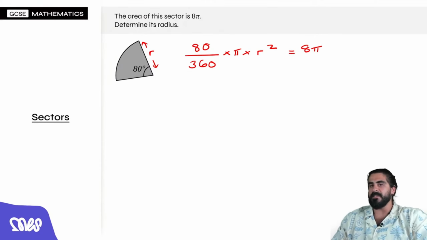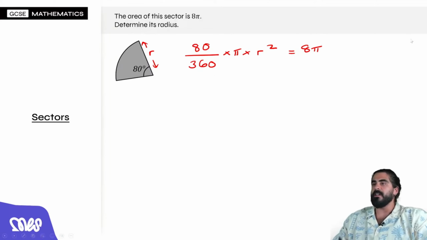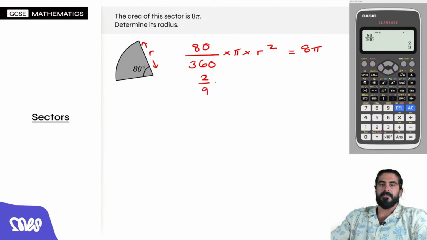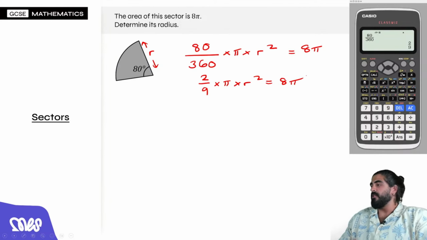Now you want to make your life as easy as possible here. The first thing I would suggest you do is to simplify 80 over 360, as a fraction. I think that would make life a lot easier. In the exam, I would just recommend you put that in there. So 2/9. What can we do to both sides to simplify? Do you not notice anything on both sides that you could do here?